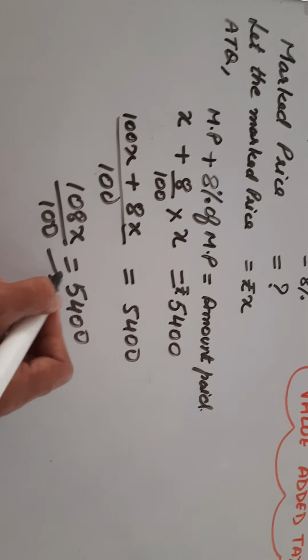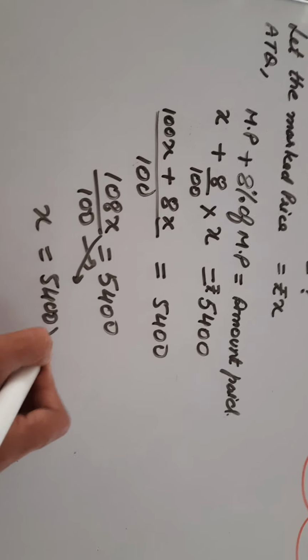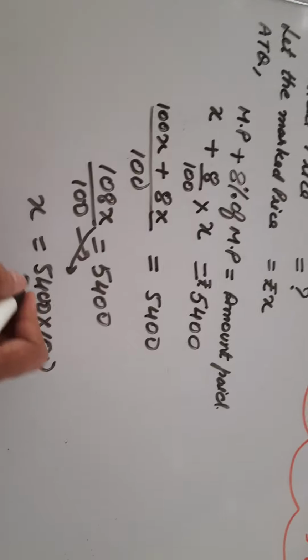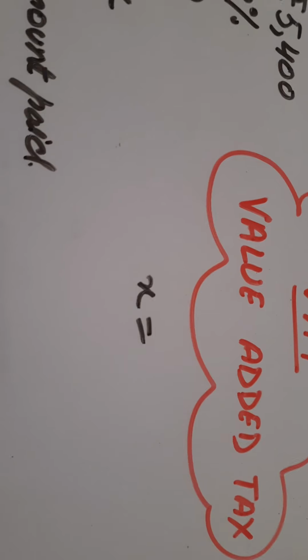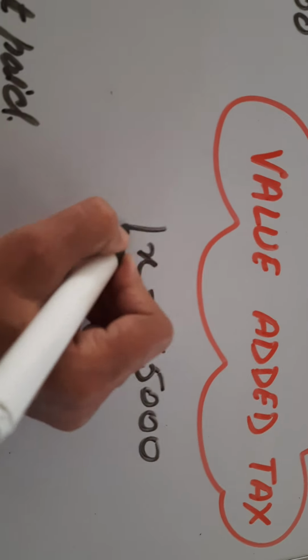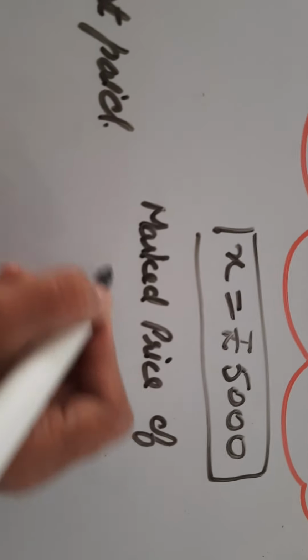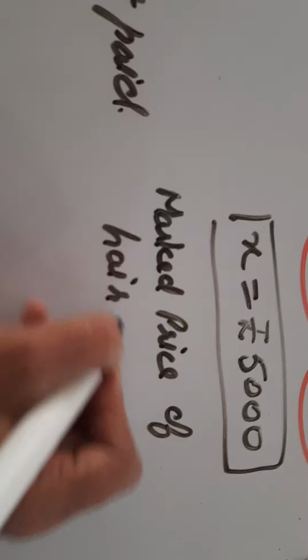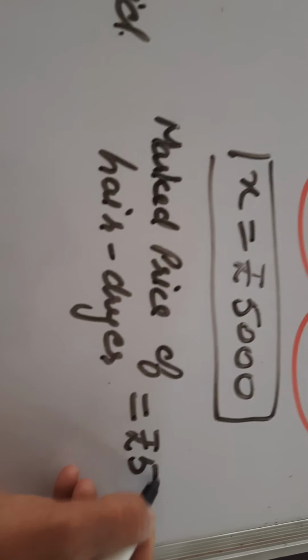You know how to calculate? By cross multiplication. So x will be 5400 multiplied by 100, it will go in the numerator, and 108 in the denominator. So by solving it, we'll get the value of x as rupees 5000. Means originally the marked price of the hair dryer was how much rupees? Rupees 5000.